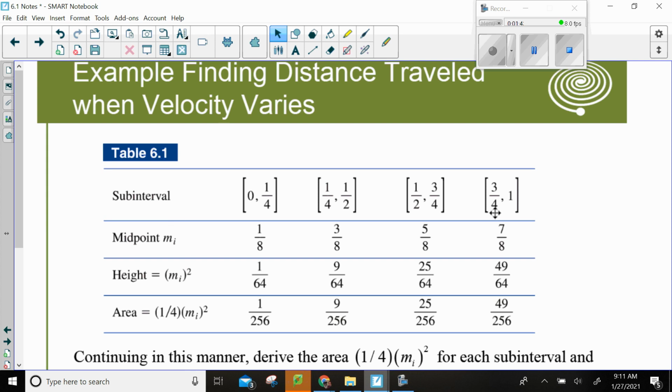So they just did up to 1 on this table. But basically what they found was the midpoint between 0 and 1/4. We got 1/8. They put 1/8 into the function. That's how they get this here. So we have a width of 1/4, a height of 1/64. So that first rectangle has an area of 1/256.